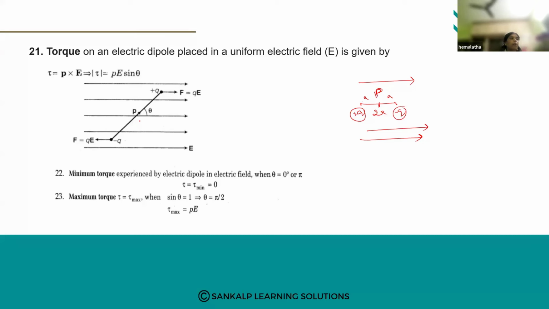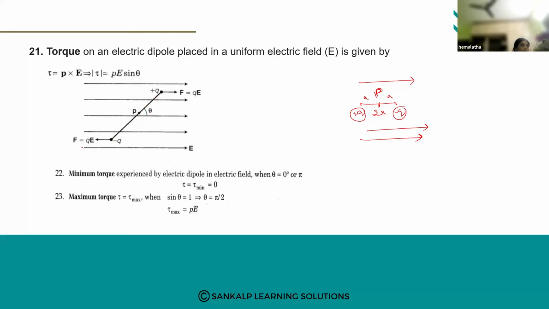Okay, before applying the electric field, the dipole was straight. Whenever you apply the electric field, what happens? It orients itself at an angle theta with respect to the field lines. This is the electric dipole. See, it was straight, and now it has been oriented like this.